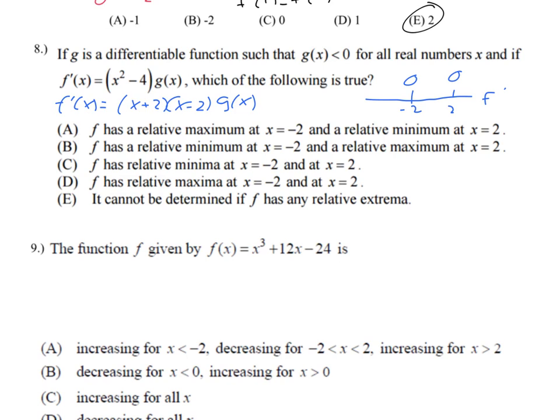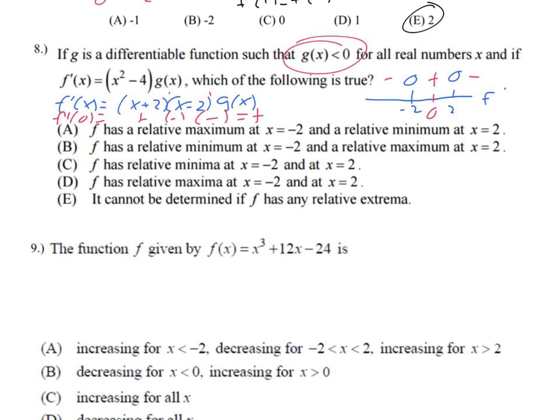Now let's just test any other x value. 0 is always a good one to test. F prime of 0 is equal to a positive number times a negative number times, it says g of x is less than 0, which means it's a negative number. So I get a positive number, so my derivative is positive here. These came from odd degreed exponents, sign change, sign change.